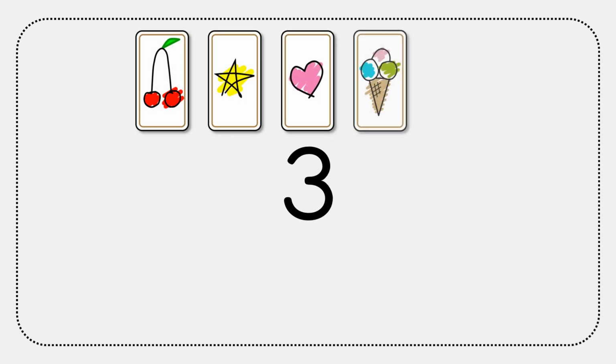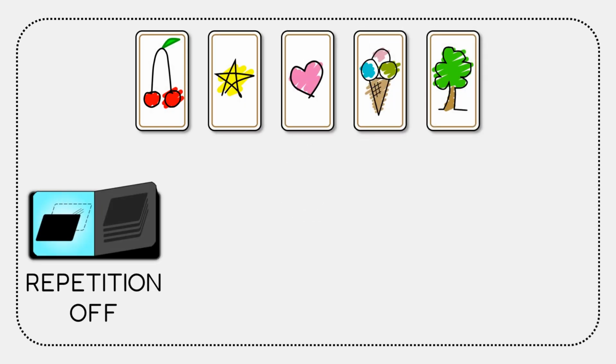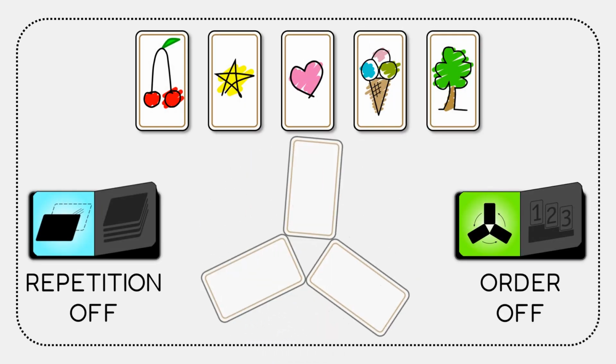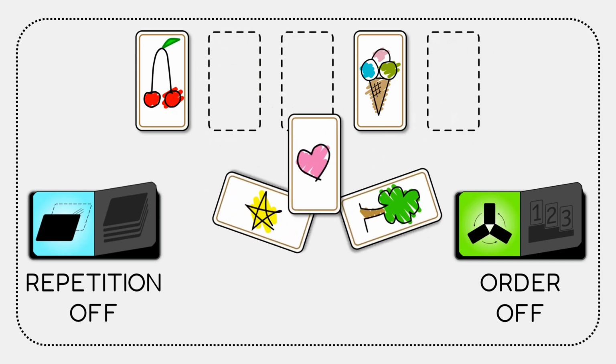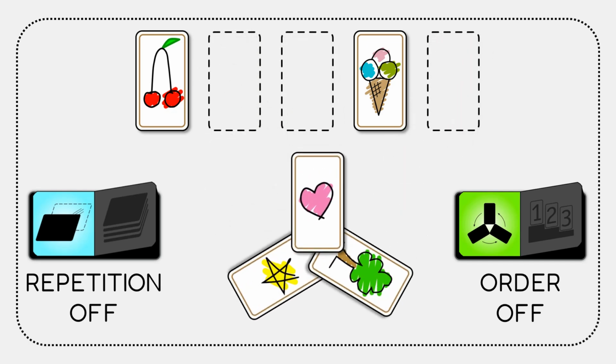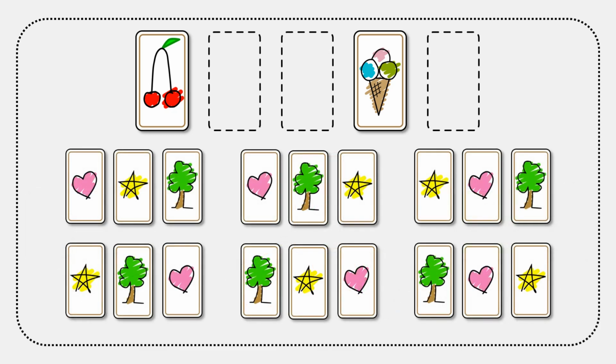Here, repetitions are not allowed, and the order of picking doesn't matter. It's kind of like drawing the cards all at once. Outcomes like heart, tree, star, and tree, heart, star, which counted as different selections before, now count as the same set of cards. Precisely, 6 of the previous sequences now count as the same set of cards.